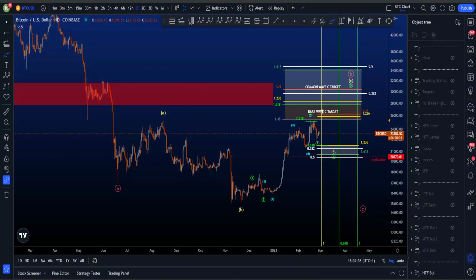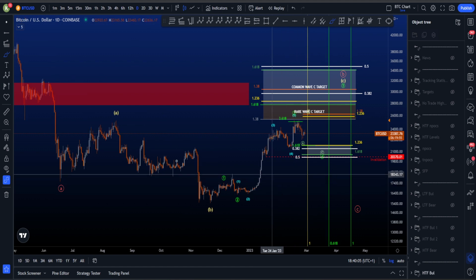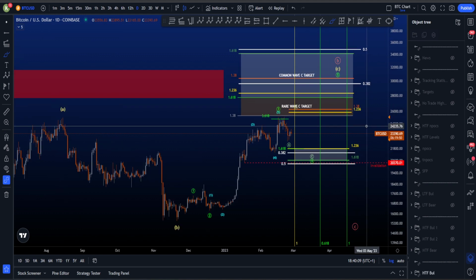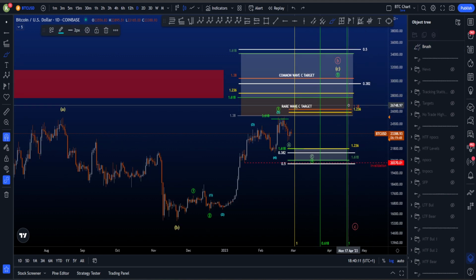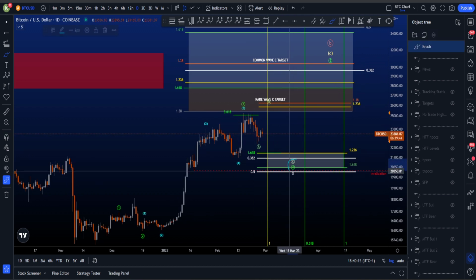Hi everyone, let's go through the high time frame, medium time frame and low time frame bullish and bearish scenarios. Starting with the high time frame bullish scenario where this wave A, B, C is not yet finished and we expect more higher prices in this final wave C. Currently that would mean that we are in a wave 4.